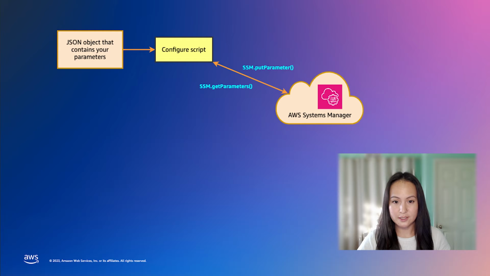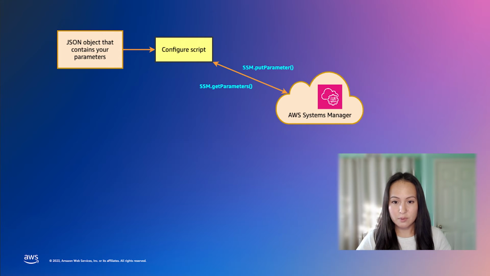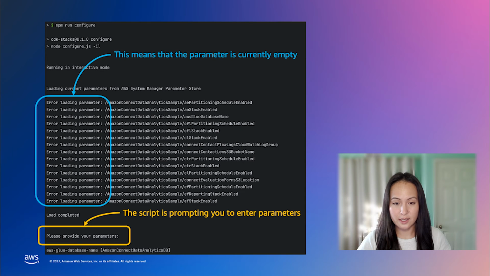The user then runs the configure script, and the script will walk the user through entering the parameter values. It grabs the parameter names from the JSON files, then prompts the user to enter a value for each parameter. The script checks if the parameter already has a value from AWS Systems Manager by calling getParameters. If not, then the script will add the parameter and its value to AWS Systems Manager by calling putParameters. And this is what the script looks like when you run it in the terminal.